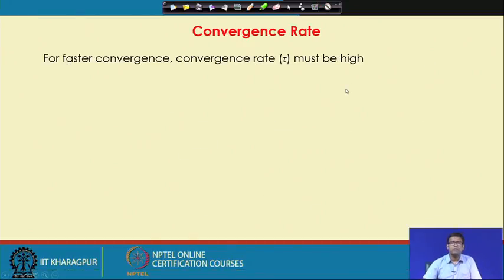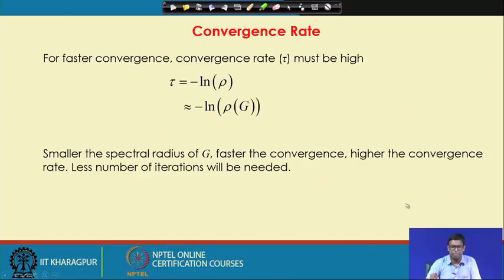And there is another term called convergence rate. For faster convergence, the convergence rate must be high. So, it has an inverse relation with the convergence factor. If the convergence factor is small, then convergence is faster. If the convergence rate is high, convergence is faster, and the convergence rate tau is defined as minus the logarithm of the convergence factor, or the equivalent general convergence factor, which is minus log of rho of G. The smaller the spectral radius of G, the higher is the convergence rate, and therefore the faster the convergence. So, fewer iterations will be needed.